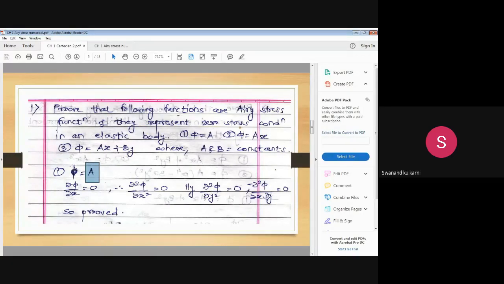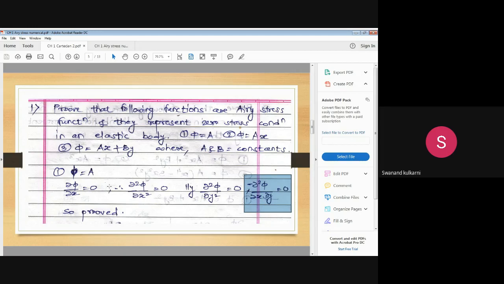At the same time, if for this function, φ is equal to a, then initially let us differentiate with respect to y. This will become ∂φ/∂y, and definitely this is equal to 0. In the second differentiation, that is ∂²φ/∂y², again that will definitely be equal to 0. Similarly, minus ∂²φ/∂x∂y will also be equal to 0.